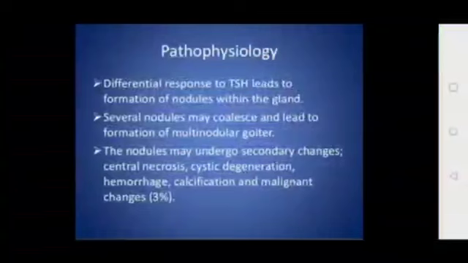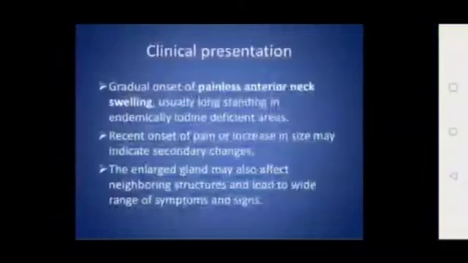This is how colloid goiter is formed. The multiple nodules coalesce because of secondary changes like central necrosis. Most of these nodules, because of central necrosis, the surrounding nodules coalesce and become colloid, and this is how the colloid goiter is formed. Other changes are calcification and malignant change, which is only 3%.